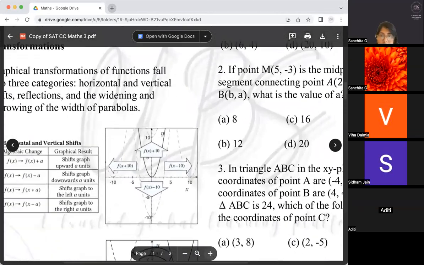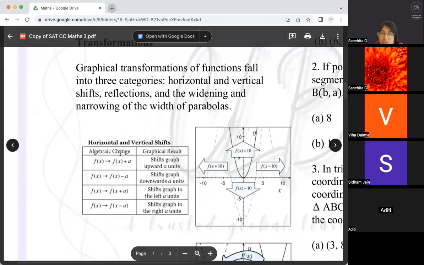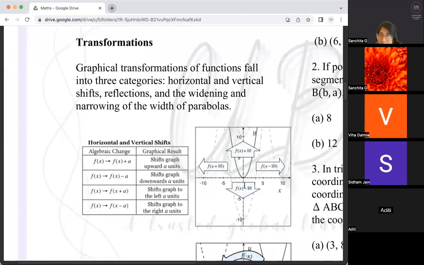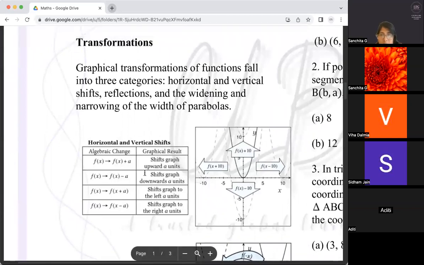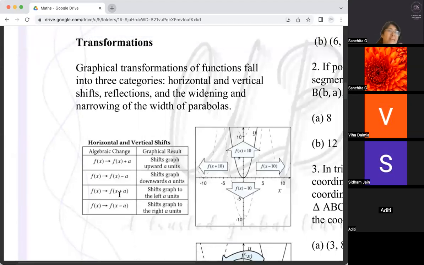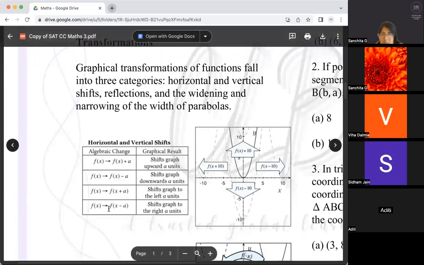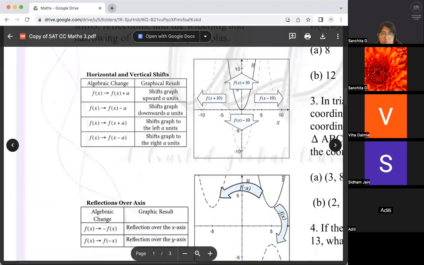Let's quickly go through the graphs that have been provided here. Vertical shift: f(x) plus a, so plus is up, right? f(x) minus a is down. For f(x plus a), within the parenthesis, it will be left. Left, x plus 10, right? If it is f(x minus a) within the parenthesis, this is right. Clear? This we have covered already.